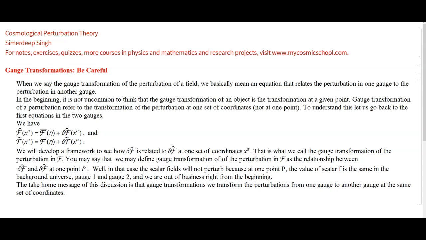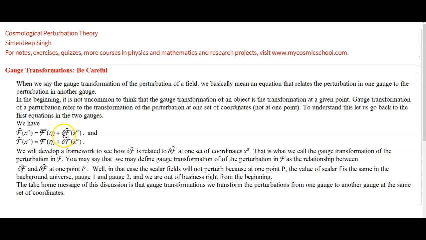Now let us understand a very important concept about gauge transformations. When we say the gauge transformation of the perturbation of a field, this is what we are interested in. We want to perform gauge transformations of perturbation of a field. This is what we are interested in. So we want to derive equations that relate the perturbation in one gauge to the perturbation in another gauge.